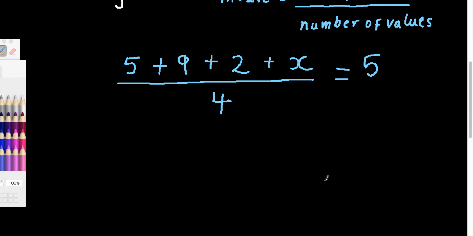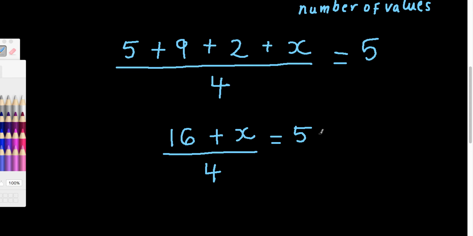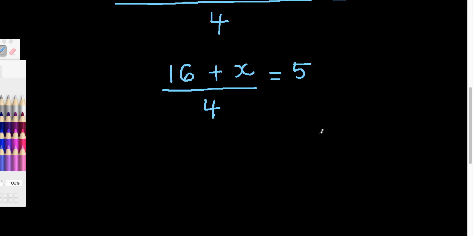At that point, I've now got an equation. It looks really big and complicated, but we're going to simplify it to make it easier. First of all, on the top, I've got like terms here, the 5, the 9, and the 2. Let's add them together. We get 16, and then we've still got x to be added on as well. That's still going to be divided by 4, and that still needs to be equal to 5.